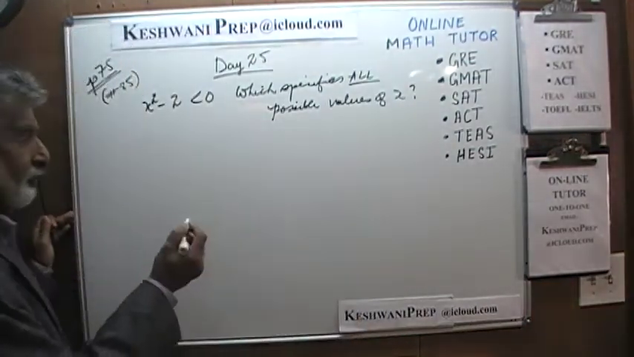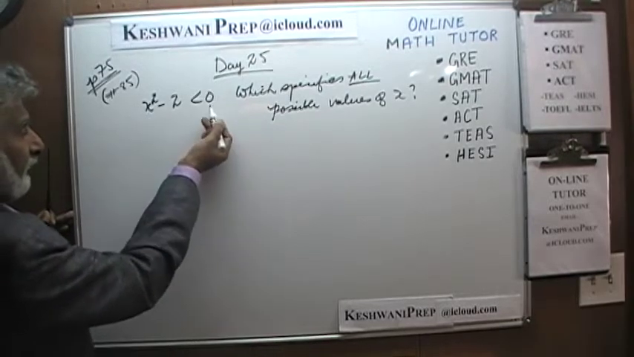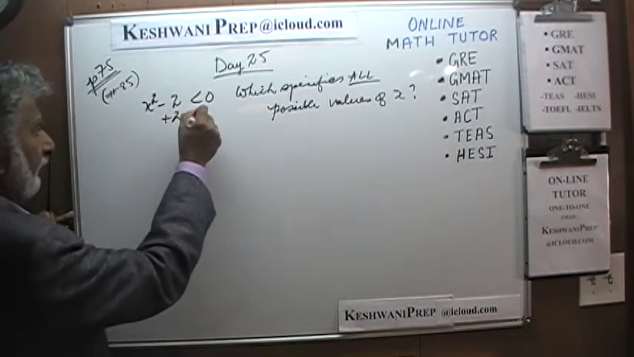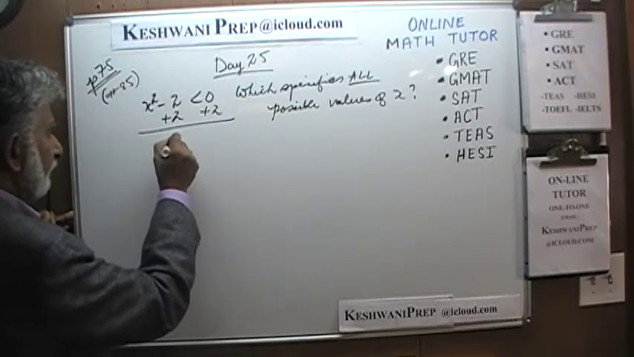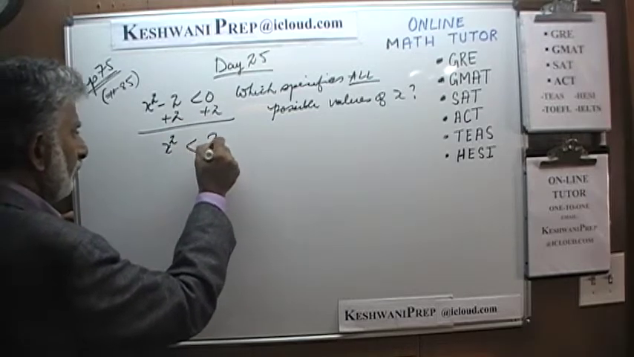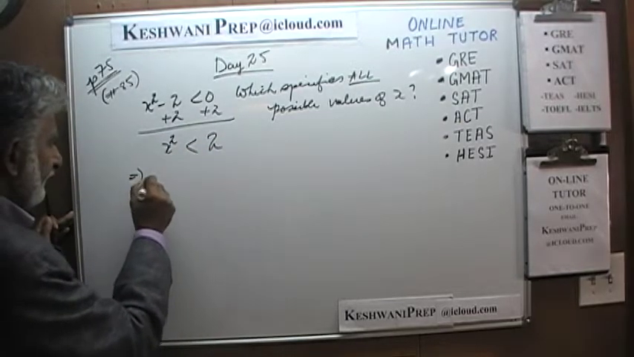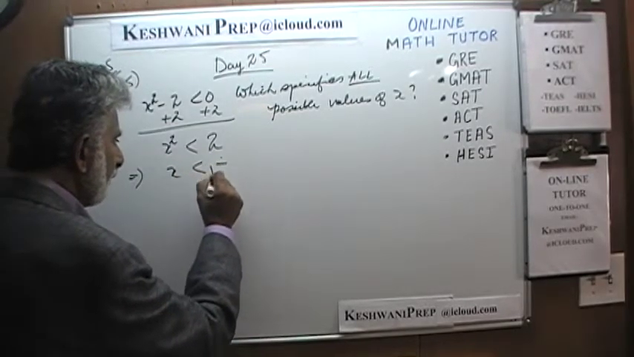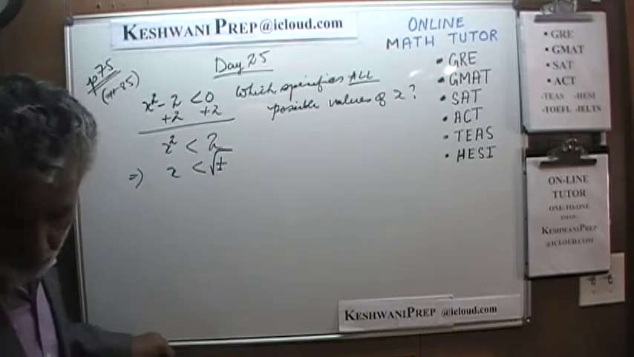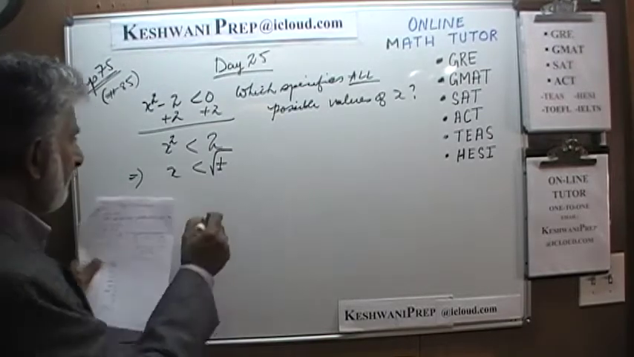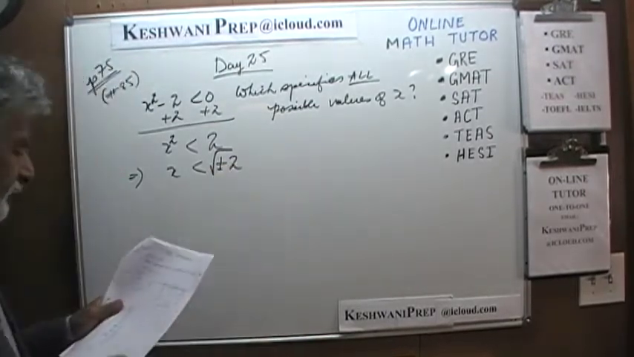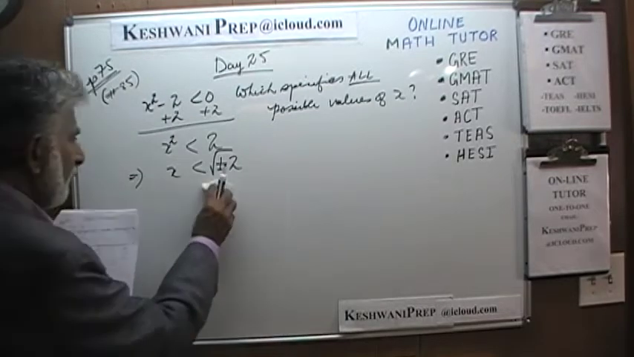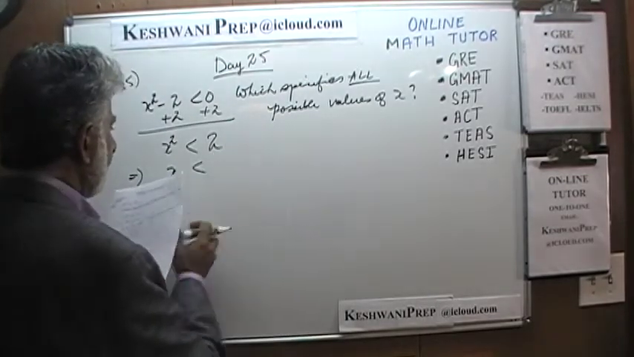It's very straightforward actually. x squared minus 2 is less than 0. If you were to add 2 to both sides, we'll find that x squared would have to be less than 2, which in turn implies that x would have to be between negative square root of 2 and positive square root of 2.